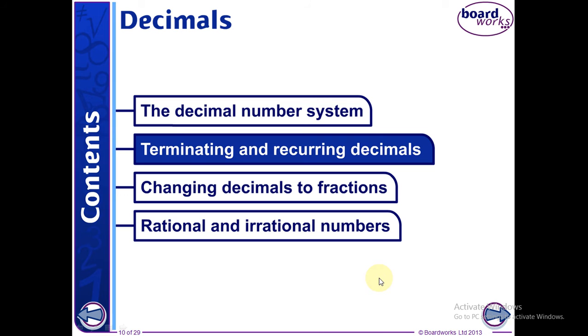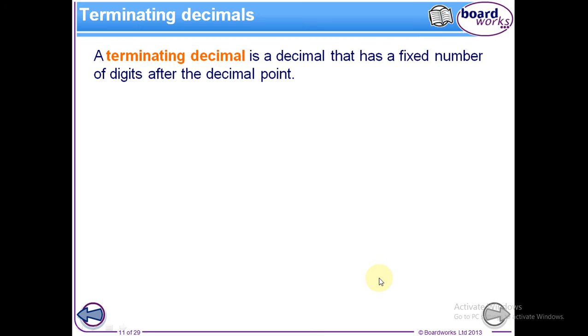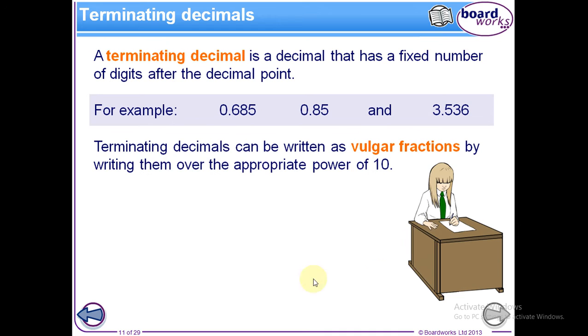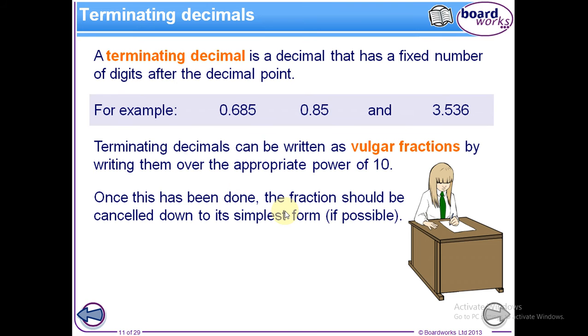So now this time around, we want to learn about terminating and recurring decimals. A terminating decimal is a decimal that has a fixed number of digits after the decimal point. So for example, 0.685, 0.85, and 3.536. A terminating decimal can be written as a vulgar fraction by writing it over the appropriate power of 10. Once this has been done, the fraction should be cancelled down to its simplest form if possible.